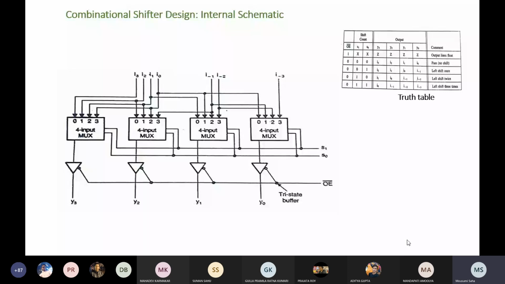What has happened? I0, I minus 1, I minus 2, I minus 3. You can observe from the truth table that these are the inputs for the Y3, Y2, Y1, Y0 outputs. So for that reason, for the first mux, I3 is connected to I minus 1.